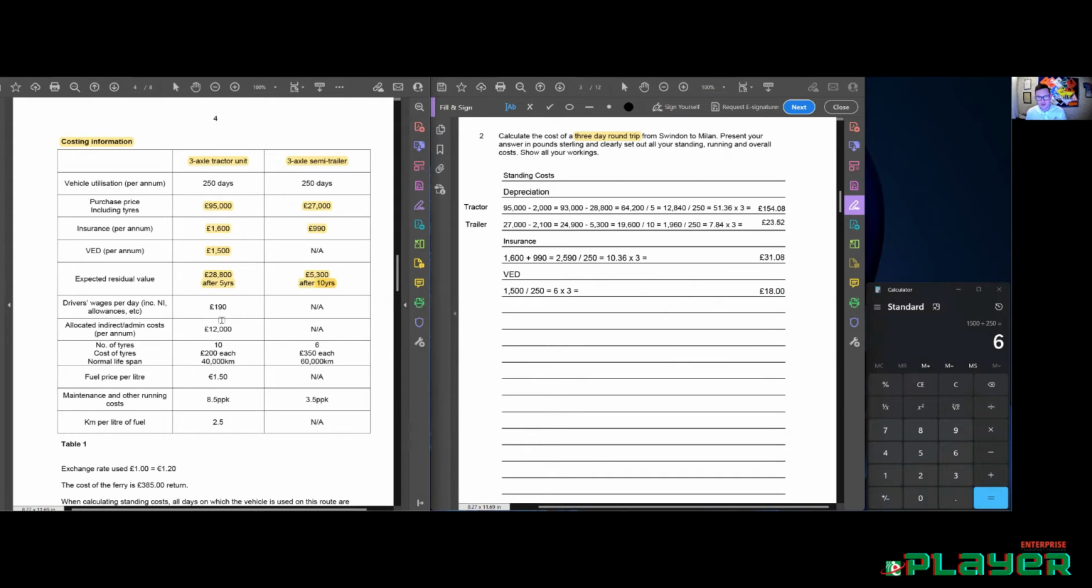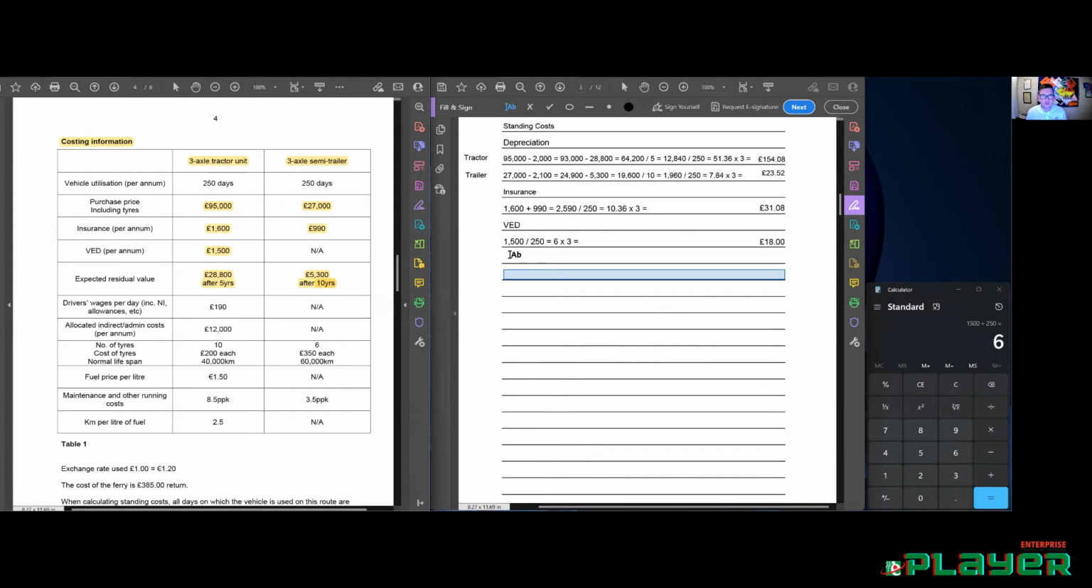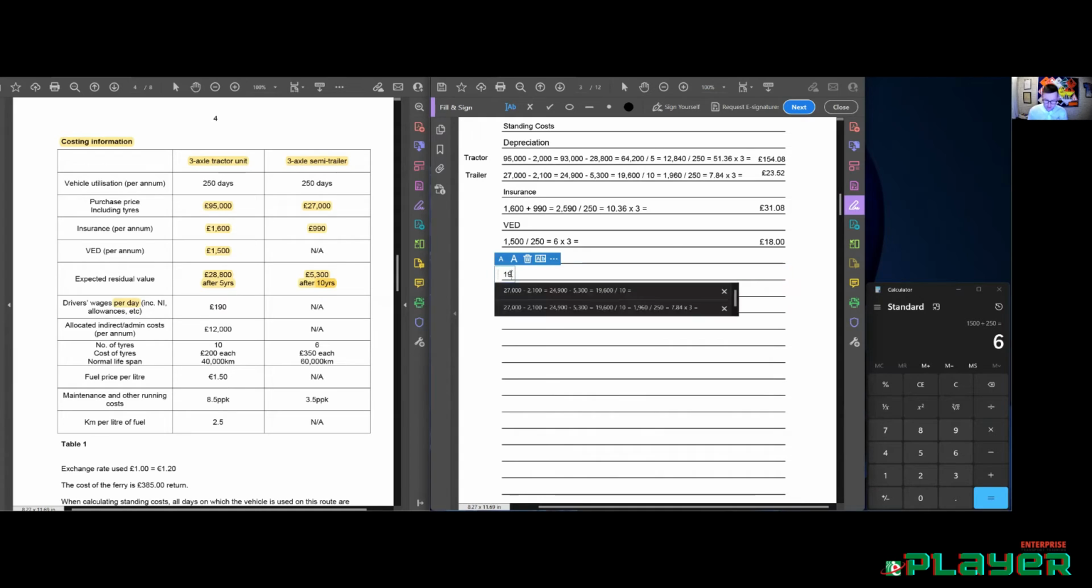The other one I've got here is driver's wages. The wages will go into standing costs as well. So again, I'll write it in, driver's wages. It tells me here that the drivers get paid £190 per day. Yeah, it says per day. You've got to be clear on that as well. So per day, £190. The job is 3 days. So 190 times by 3 equals 570.